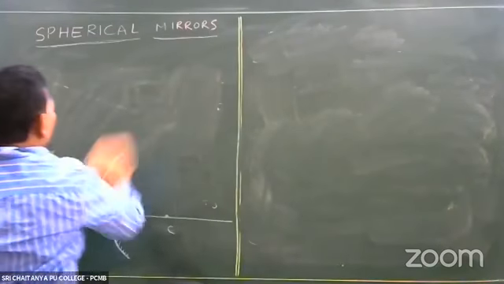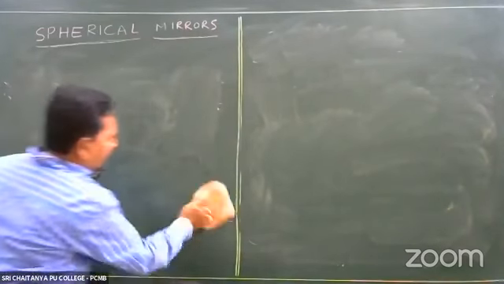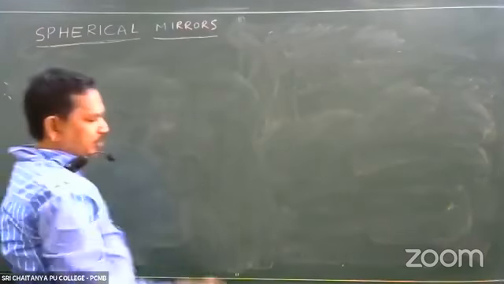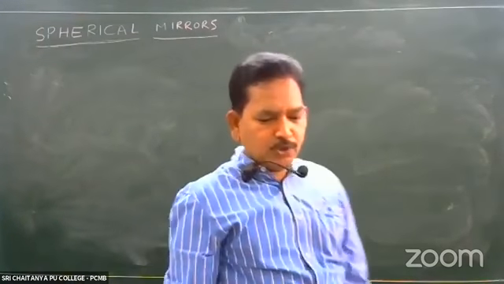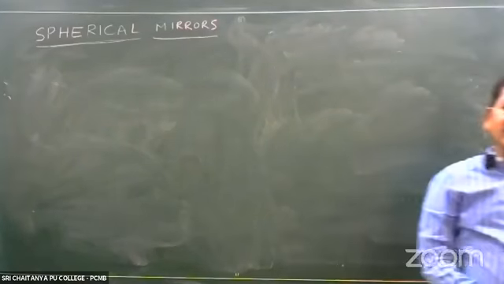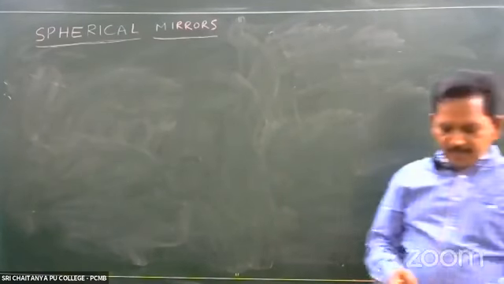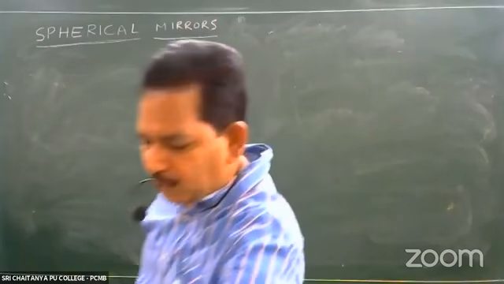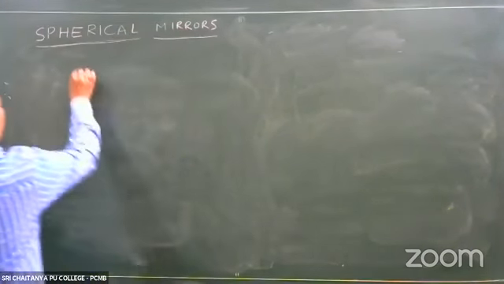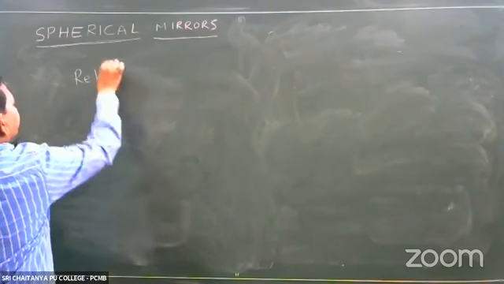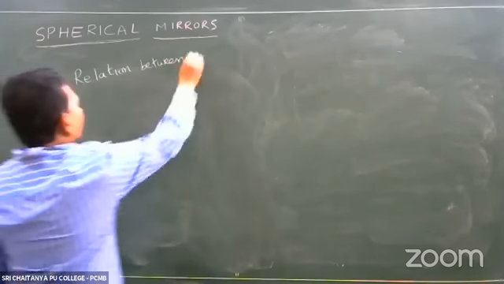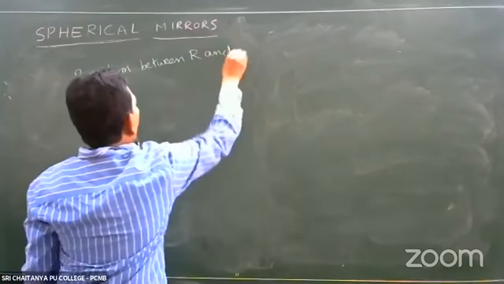Now, let us go to one of the important derivations in the spherical mirrors. Up to now, we discussed two concepts. The first one, sign convention in case of spherical mirrors. The next one, image formation in case of spherical mirrors. Now, relation between radius of curvature and focal length.